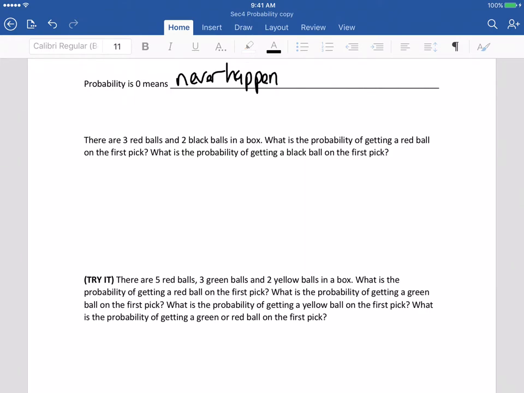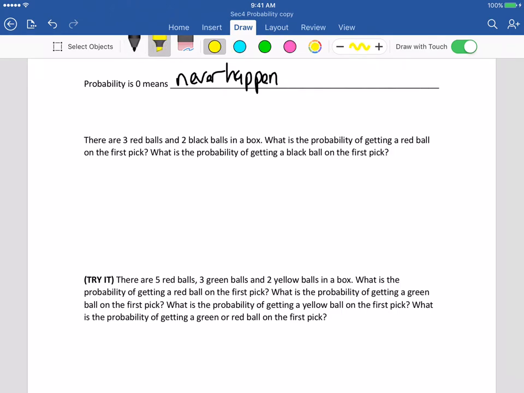So let's try some basic probability. I think in secondary 2, we did some basic probability. So we start off this topic doing simple probability. Then we will go into two sections. One is what I call the possibility diagram. The other one is what I call the tree and branch method, the tree diagram.